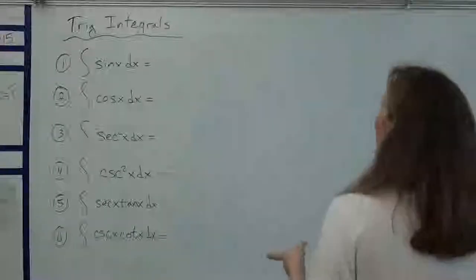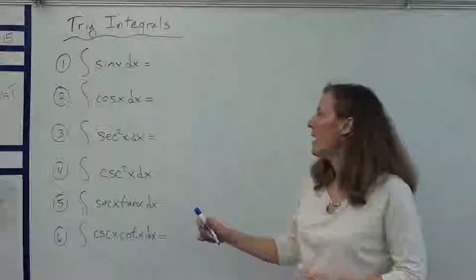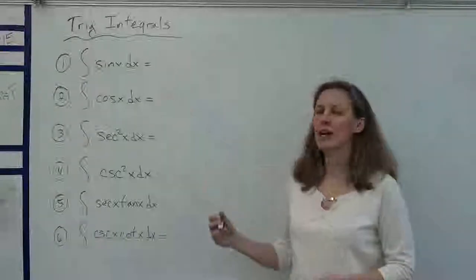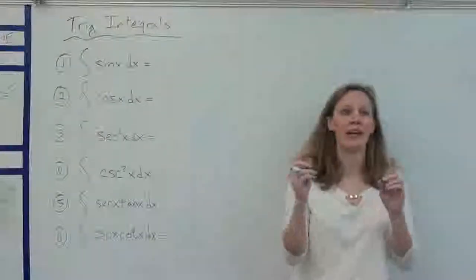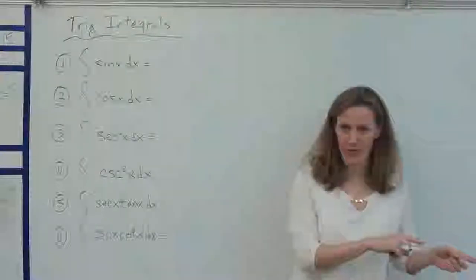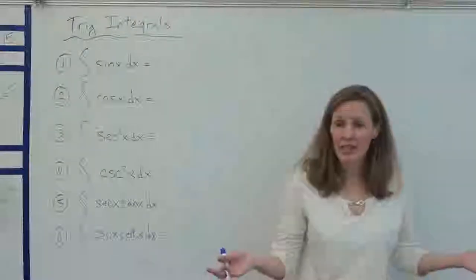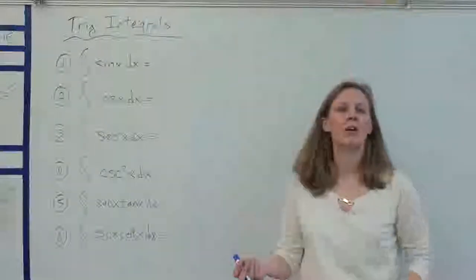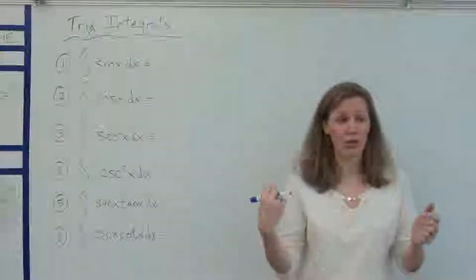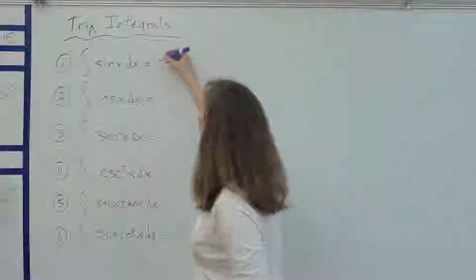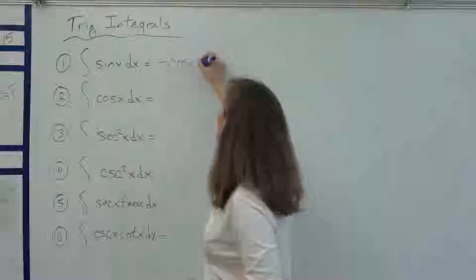So these are the six trig integrals that we're going to learn today. For the first couple, sine and cosine, what we need to think of is: what function has sine as its derivative? Cosine does, and it would be negative, because the derivative of cosine is normally negative sine. So to make it positive, we have to make it negative. So the antiderivative of sine is negative cosine x plus c.